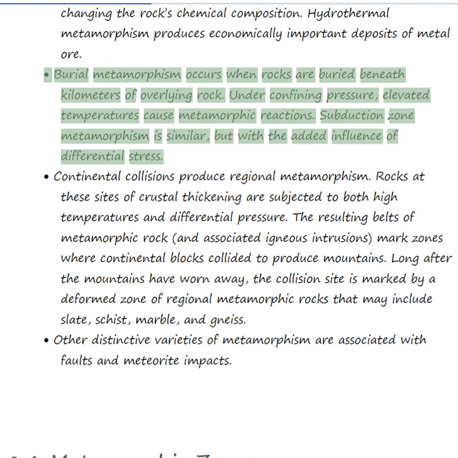Burial metamorphism occurs when rocks are buried beneath kilometers of overlying rock. Under confining pressure, elevated temperatures cause metamorphic reactions. Subduction zone metamorphism is similar, but with the added influence of differential stress.